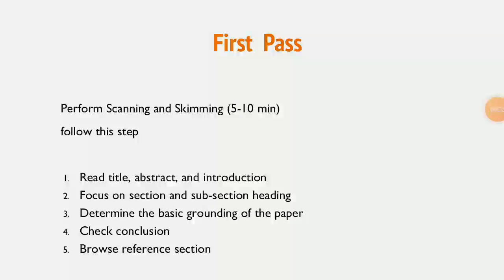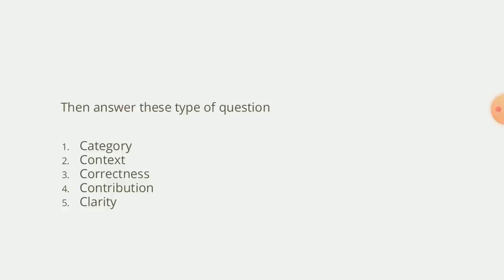These steps help you to see whether the work is good, useful, or interesting, and also help you to see what the author is trying to find out. After you have done these 5 steps, you can ask yourself these types of questions. The first one is category. For example, what type of paper is this? Is it an introduction to a new methodology or something like that? Second, the context, such as what kind of literature this work relates to, or what is the base theory of this work. The third one is correctness.